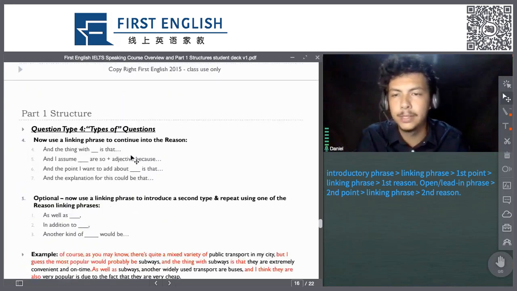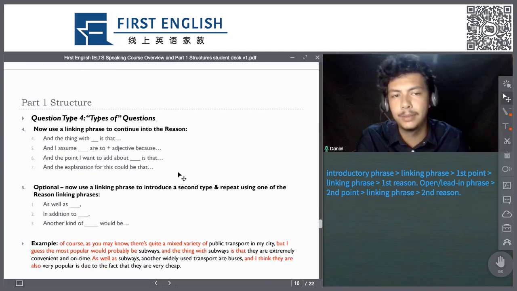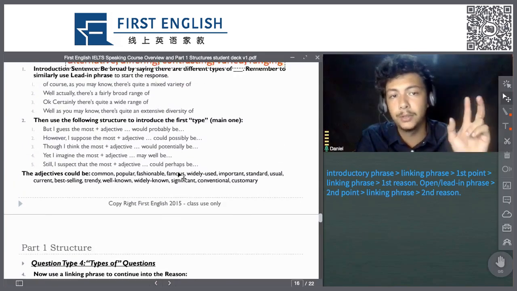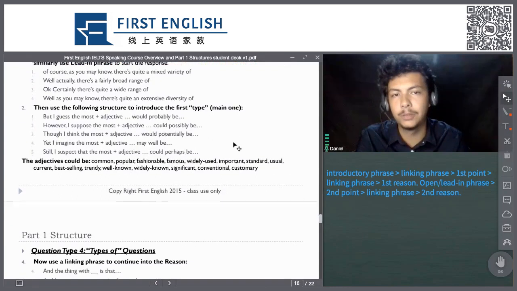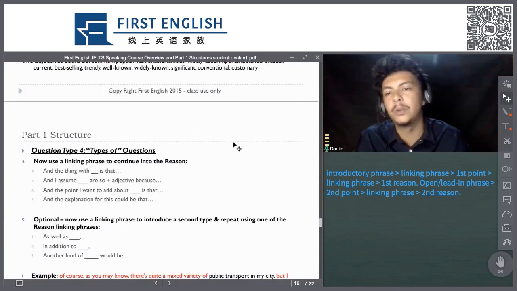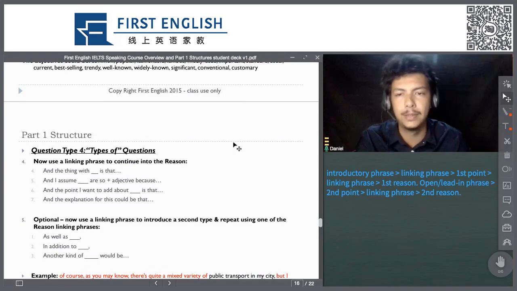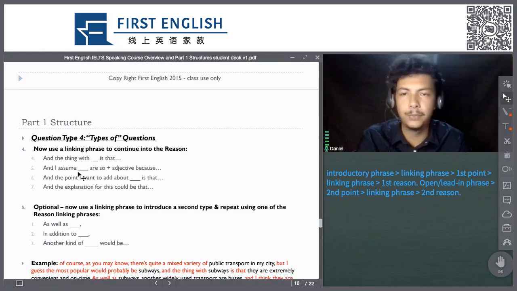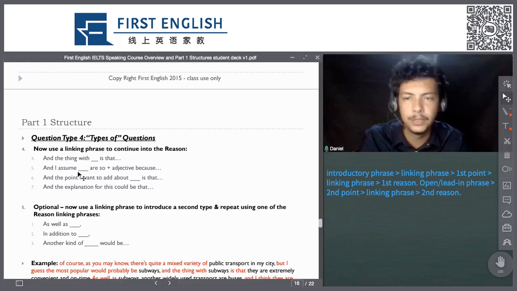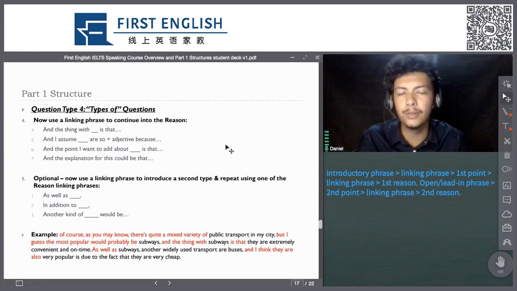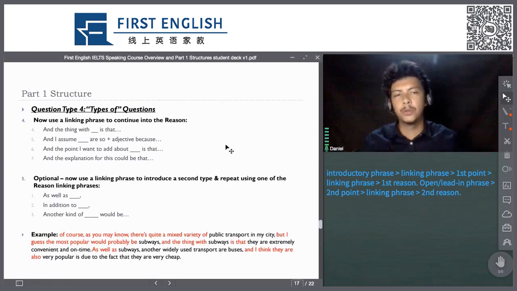Okay. So in any case, we're going to use another linking phrase, right? After we've stated our first type to answer the question, now we're going to lead into our reason behind stating that type. So you're going to say something like, and the thing is with buses is that, and so on. And I assume buses are so common because, and so on, right? So notice how with a lot of these answers that you're creating, the majority of the answer is really going to be linking phrases and transitionary statements, those things that are going to connect your points, your reasons, your ideas, the statements that you're making together.